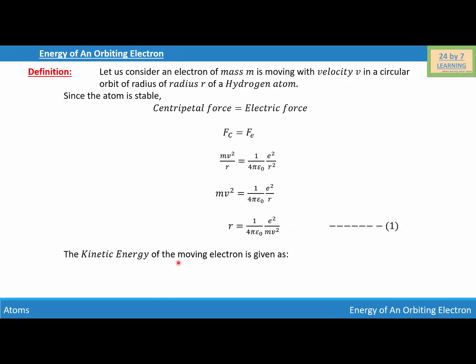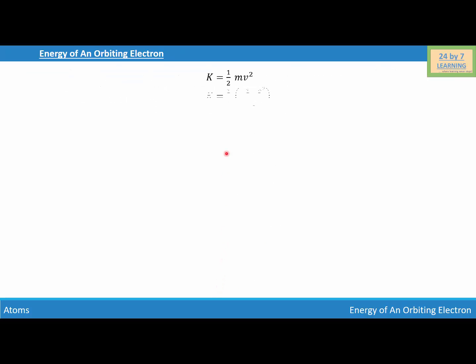The kinetic energy of the moving electron is given as K is equal to 1 over 2 mv square. So we can substitute the value of mv square as 1 over 4 pi epsilon 0 e square over r for the kinetic energy, and we will write K is equal to 1 over 2 inside the bracket 1 over 4 pi epsilon 0 e square over r. Now let's simplify further, and we will get K is equal to 1 over 8 pi epsilon 0 e square over r, because 2 times 4 is 8, and that's what we have over here.